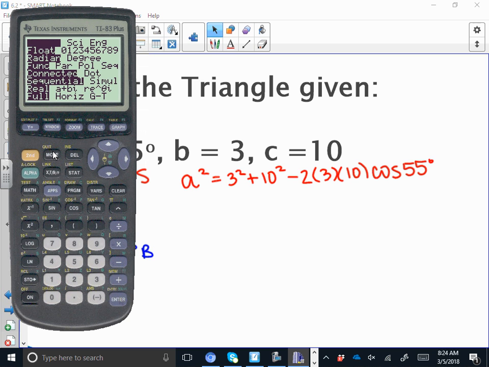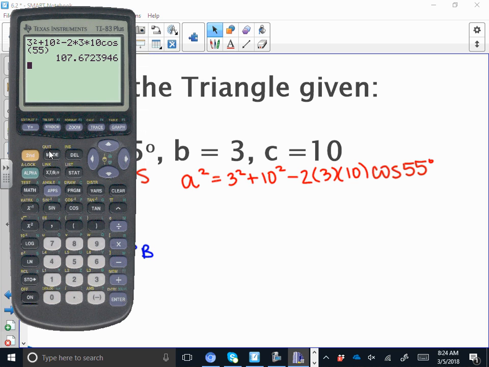You know what? I'm in radian mode. Every time I close the calculator out and then open it back up, it defaults. So let's try that again. 74.585, and so on. Okay. So now a squared equals that number in my calculator.